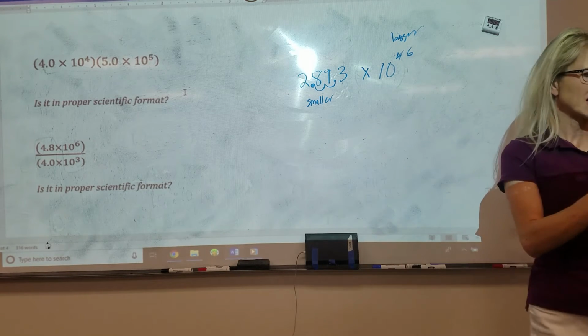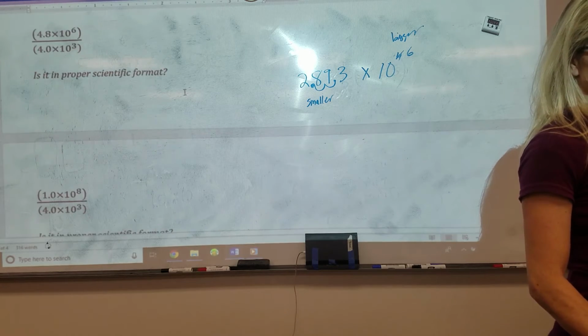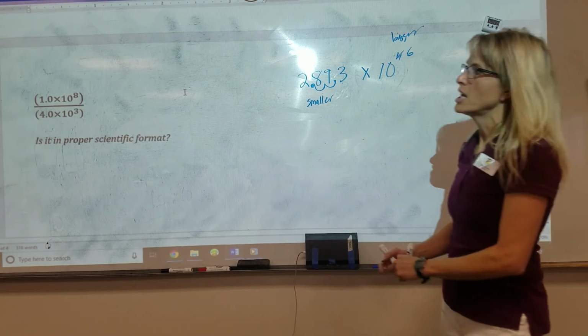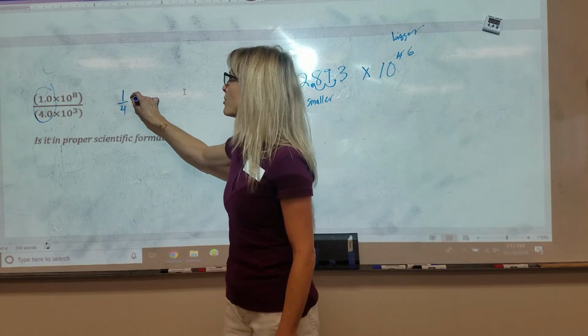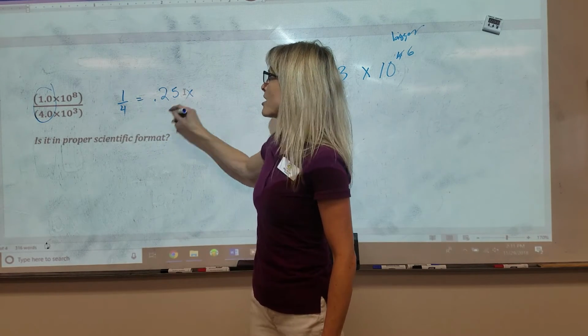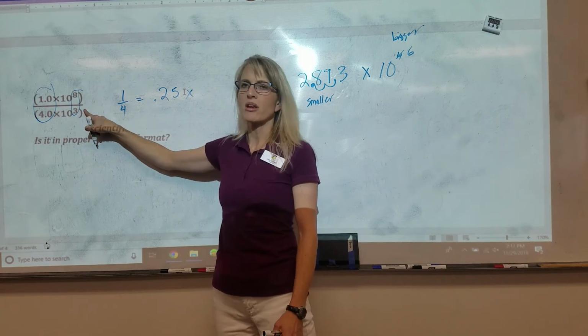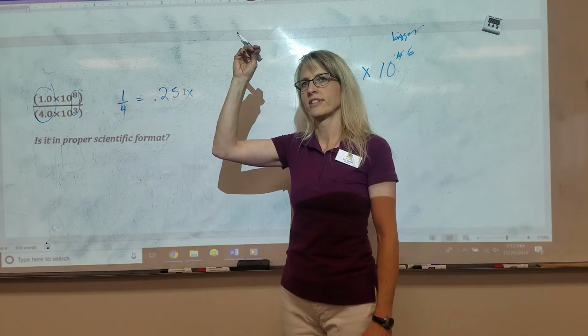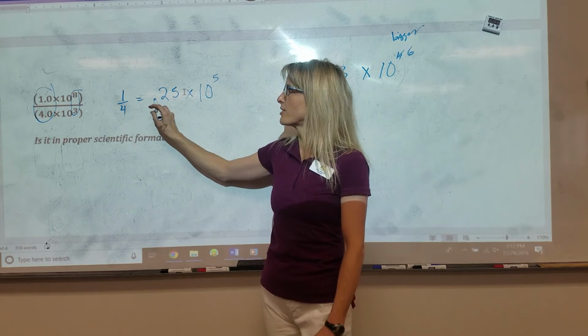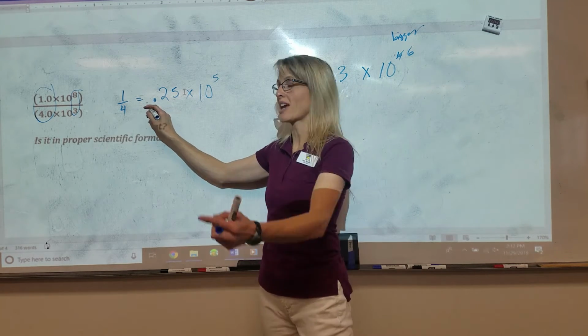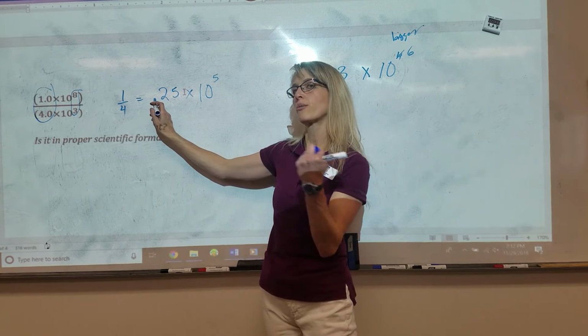Great question, Connor. I think I have one example like that in here, but I wanted another one. All right, let's divide. 1 divided by 4 is equal to 0.25 times, subtract the exponents. 8 minus 3 is, get ready? 5. 10 to the 5th. It's not in proper scientific format. I need a digit on the left side, so I'm going to have to move the decimal the other way.